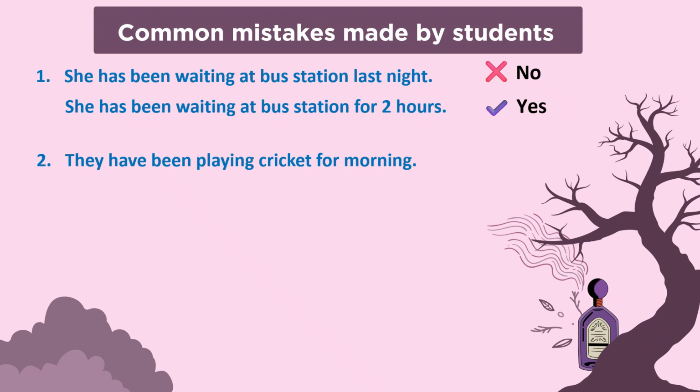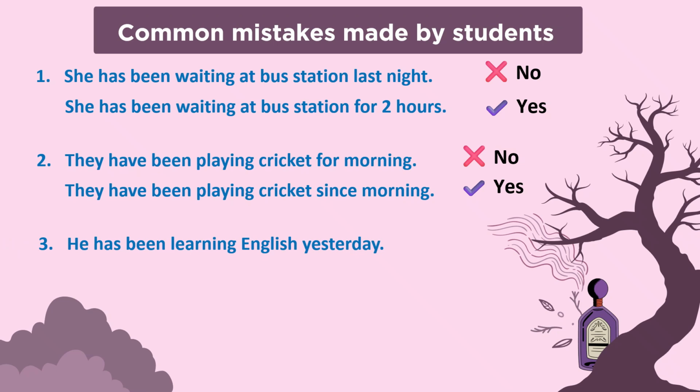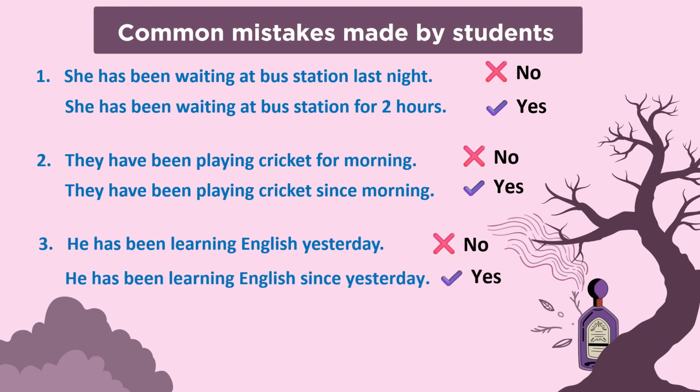Number 2. They have been playing cricket for morning. It's wrong. The correct sentence will be: they have been playing cricket since morning. It means the starting time is mentioned, but we don't know how long they will play cricket. The third sentence is: she has been learning English yesterday. It's a wrong sentence. The correct sentence is: she has been learning English since yesterday.